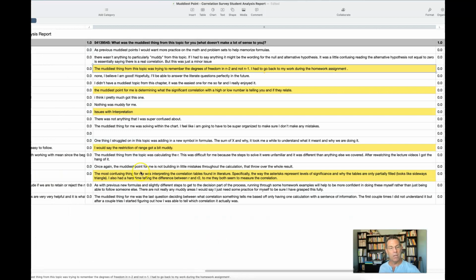And then the last one here, most confusing thing for me was interpreting correlation tables found in the literature: how asterisks represent level of significance, why they're only partially filled out. It's a sideways triangle. Also, the difference between R and R squared, both seem to measure correlation. So I'm going to answer that last one first.